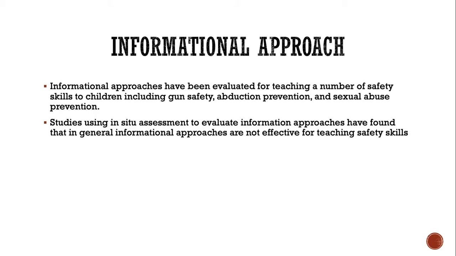So informational, this approach is what they call the passive learning approach, is when the teacher provides information about safety threats and describes or models the correct response. The information approach has been evaluated for teaching a number of safety skills to children, including gun safety, abduction prevention, and sexual abuse prevention. The information approach includes a variety of media to deliver this type of information. So anything from videos, books, in-person learning.